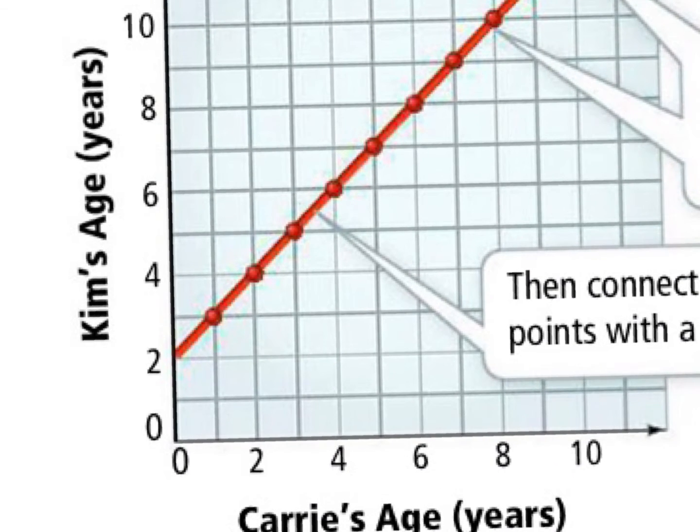So for example, if we're looking at right here, we could say that Carrie is 2.5 years old and Kim is 4.5 years old. They could be part of a year old, so we connect the dots.